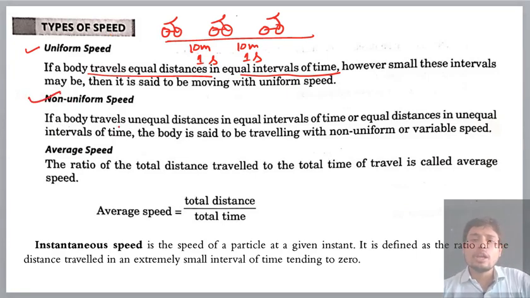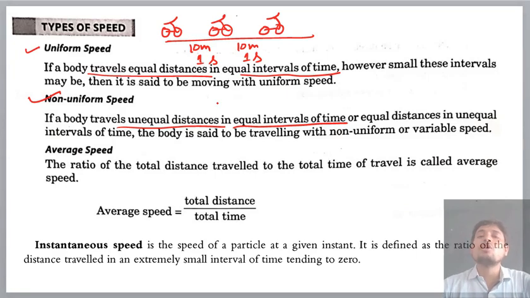Non-uniform speed: if the body covers unequal distances in equal intervals of time, that is said to be non-uniform speed. For example, if you are moving in the market, then you will move for some time fast, for some time slow. It means your speed is varying. You have variable speed.